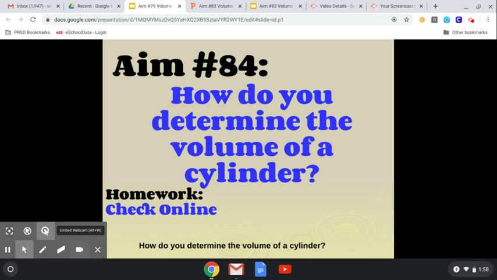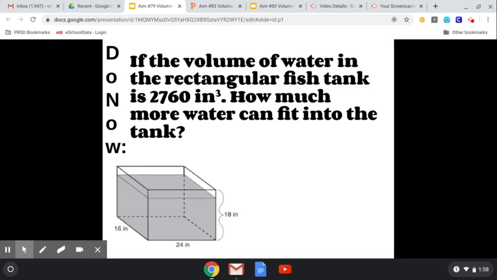I'm going to move on to the next screen, which is your do now. So we're going to treat each video like a regular class. So there is your do now. Let me pause so you can read it. It says the volume of water in the rectangular fish tank is 2,760 cubic inches. How much more water could fit into that tank?